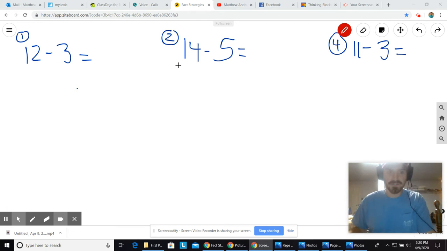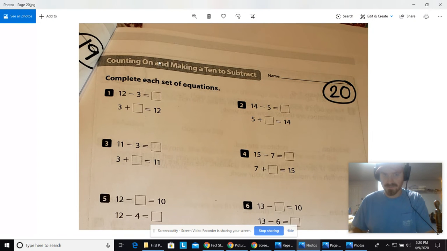But I wanted to make this video to go over different parts of your math packet that I think could be helpful. So, this part is reviewing page 20, counting on and making 10 to subtract.